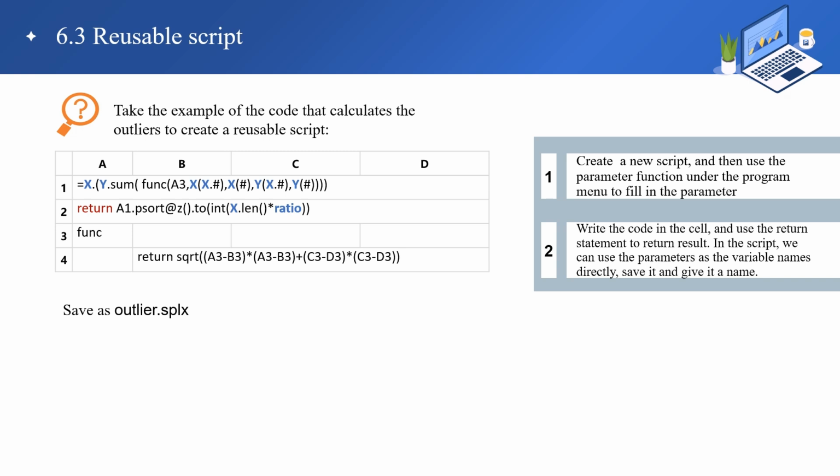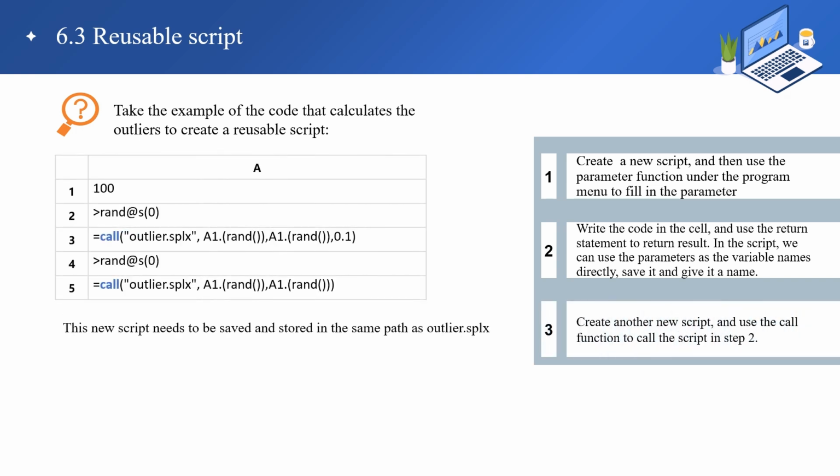The script also uses the return statement to return the result. In the script, the parameters can be directly used as the variable names. In fact, if we execute it, we can see the parameters in the variable table at the bottom right. For SPL, script parameters and name variables are the same thing. Cell A1 uses the variable name of the parameters to determine the level of hash in a multilayer loop function. Save the script and give it a name, such as outlier.splx.